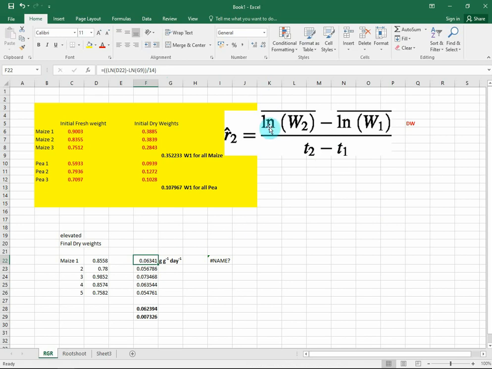So simple. Ln of your value that you calculated for dry weights, minus ln of my value over here for maize, or this value for pea, divided by 14. And we do this for maize 1, 2, 3, 4, 5. You do this for maize ambient 1, 2, 3, 4, 5. You do this for pea 1, 2, 3, 4, 5 ambient, pea 1, 2, 3, 4, 5 elevated. You then get the average and the standard deviation, and this will be in a graph.